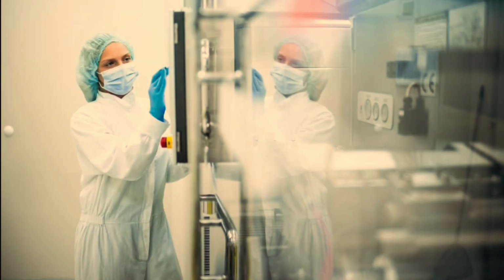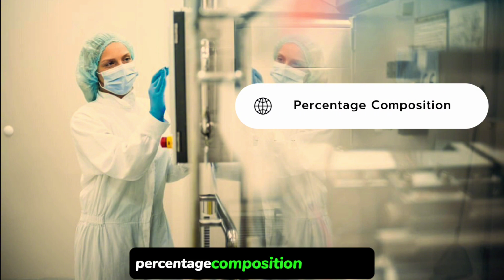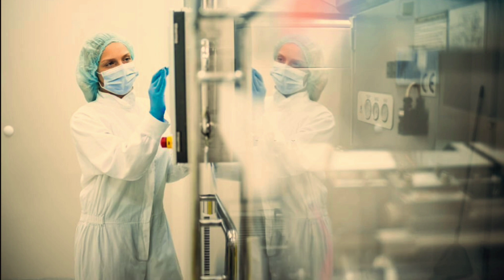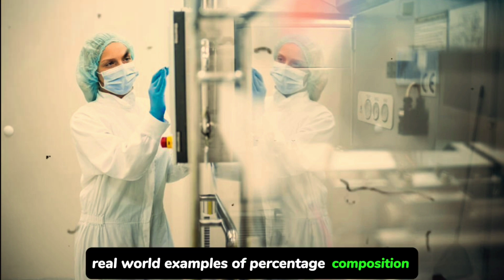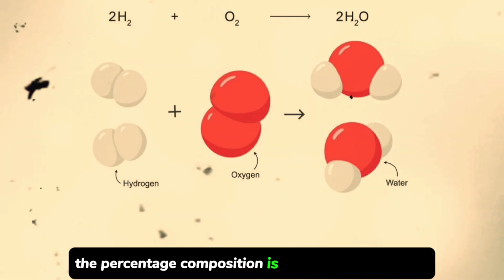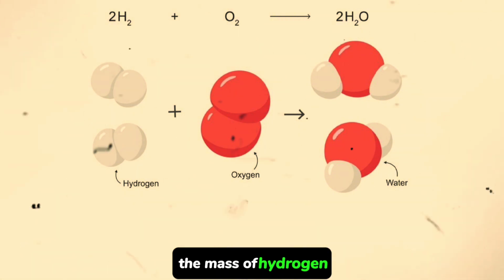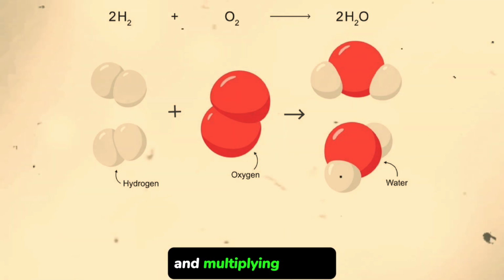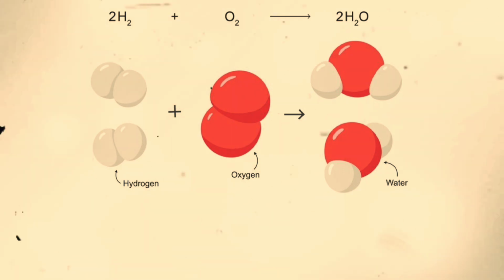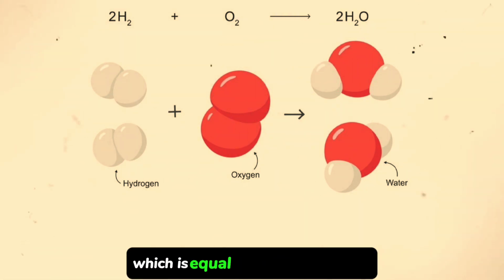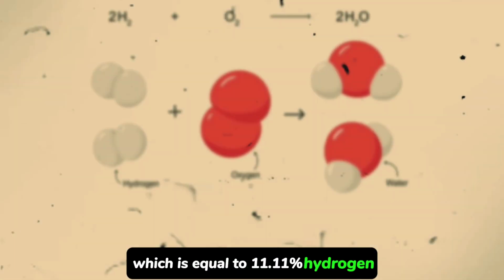Calculating percentage composition. Percentage composition expresses the relative mass of each element in a compound as a percentage of the compound's total mass. Real-world examples of percentage composition. In water, H2O, the percentage composition is calculated by dividing the mass of hydrogen, 2 gram, by the total mass of water, 18 gram, and multiplying by 100 to get the percentage. 2 gram upon 18 gram, multiplied by 100, is equal to 11.11% hydrogen.